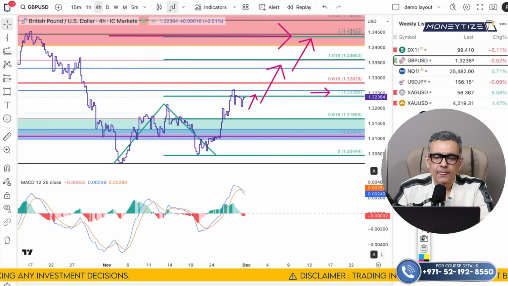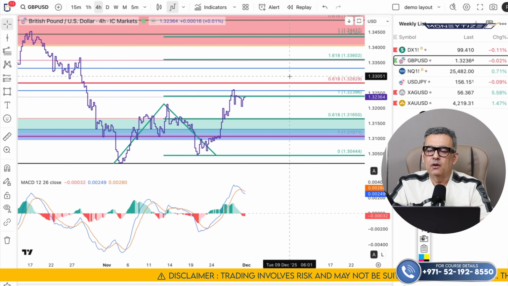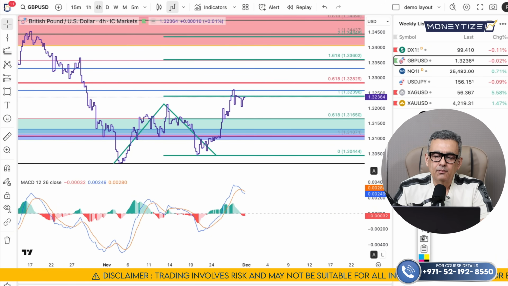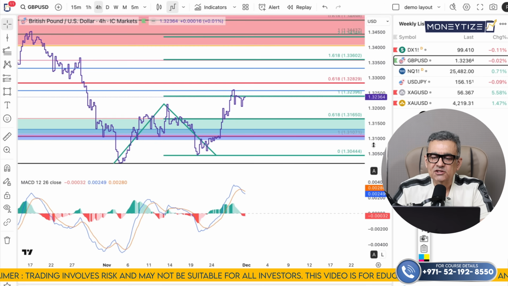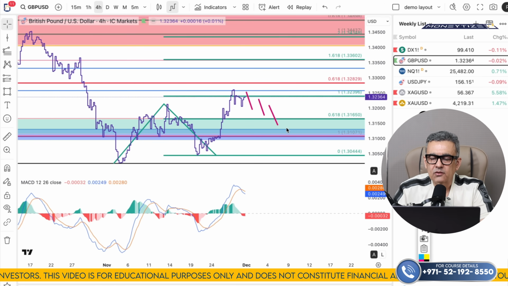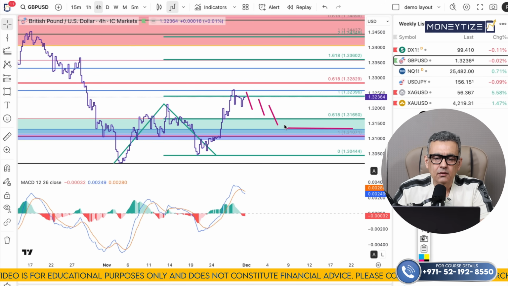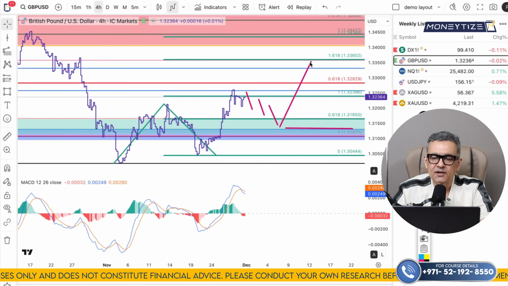So in short, the short-term plan for GBPUSD remains bullish. I can see weakness building up on dollar index, which is a bullish sign for GBP US dollar. And in short, from the current level, if we see a drop happening towards 1.3165 or maybe slightly deeper towards 1.3107 or 3110, take it as an opportunity to buy and hold it for the first target of 1.3360 followed by 1.3435.